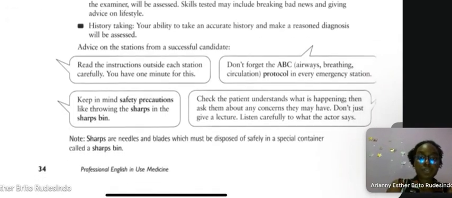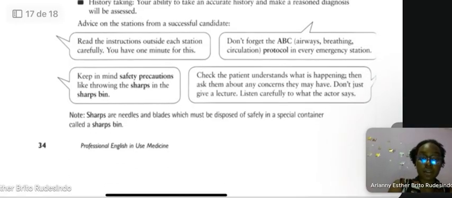History taking: your ability to take an accurate history and make a reasonable diagnosis will be assessed. Advice on the station from a successful candidate. Read the instructions outside each station carefully. You have 1 minute for this. Keep in mind safety precautions like throwing the sharps in the sharps bin. Don't forget the ABC, airways, breathing, circulation protocol in every emergency station. Check the patient understands what is happening, then ask them about any concerns they may have. Don't just give a lecture, listen carefully to what the actor says.